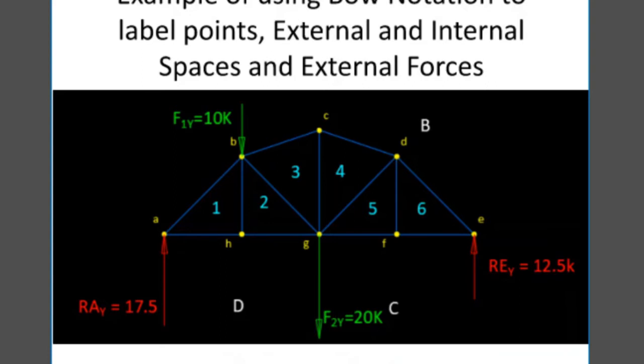Here's an example of using bow notation to label points. We have the external spaces A, B, C, and D. And we have the internal spaces shown as spaces 1, 2, 3, 4, 5, and 6. Here we also see the external forces, RAY, F1Y, REY, and F2Y.